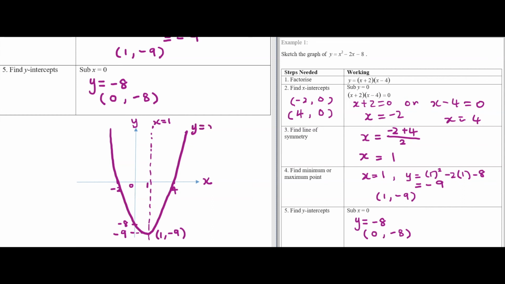So one last thing to perfect your graph is actually to put in the equation of the graph. And that's it, you are done. So the next part of the video will be looking at an example which involves sketching the graph of a situation where the x squared is negative.